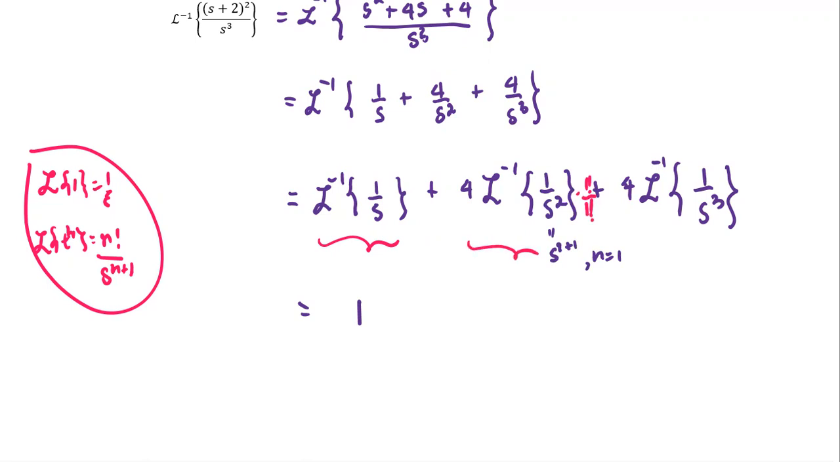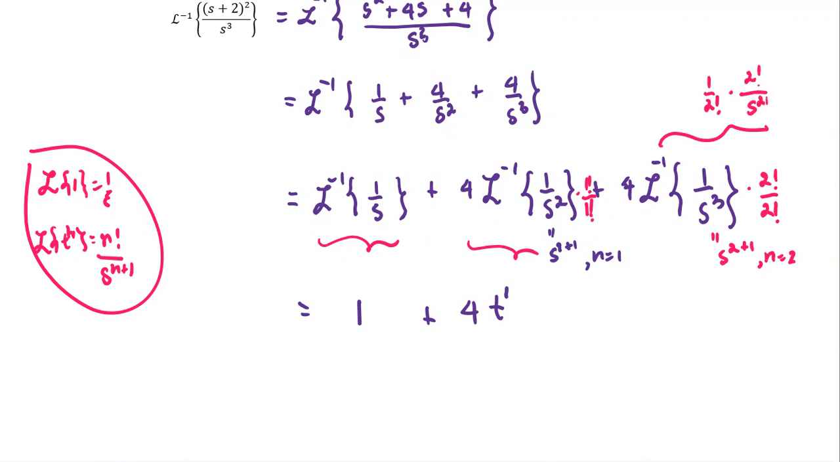Then the second term, the inverse Laplace of it is t to the power 1, or just t, multiplied by 4. And the last one, s to the power 3, is s to the power 2 plus 1, or n equals 2. And as n equals 2, we multiply the numerator and denominator by 2 factorial. And this is the same as 1 over 2 factorial multiplied by 2 factorial over s to the 2 plus 1. 1 over 2 factorial can be outside to join the number 4.